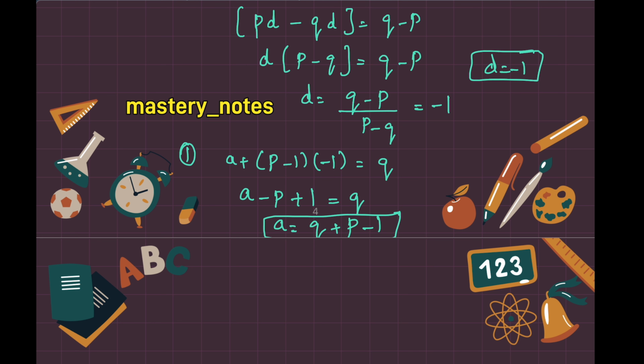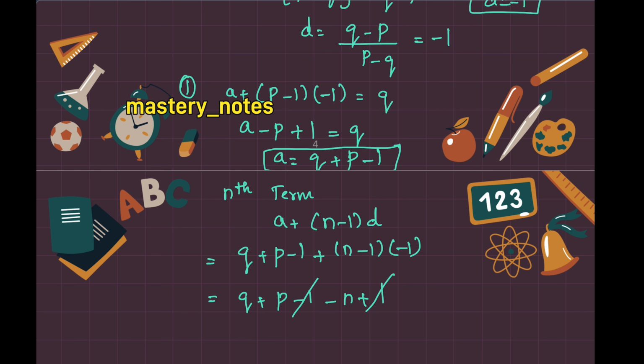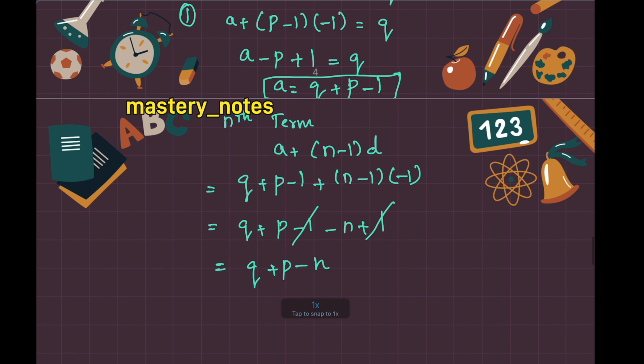Now we have to prove the nth term. So apply both the a and d values in the nth term, which is a plus n minus 1 into d. This is the general term. The a value is q plus p minus 1 plus n minus 1 into d, where d is negative 1. So simplify this: q plus p minus 1 minus n plus 1. So minus 1 and plus 1 becomes 0. So q plus p minus n. So this is hence proved. We have proved the nth term.